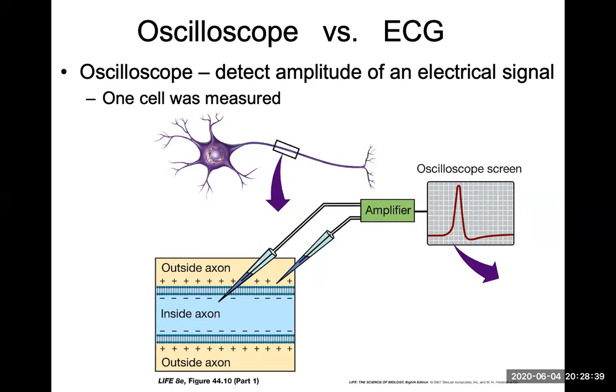To measure the electrical activity of the heart, we'll first talk about what an oscilloscope does. This detects the amplitude of an electrical signal when one cell is measured, and an oscilloscope gives us this graph of depolarization, and it can show us the shape of that depolarization curve. An oscilloscope works by placing two leads, one inside an axon and one outside the axon, to measure membrane potential. And when that cell is depolarized, we get a depolarization curve as shown here.